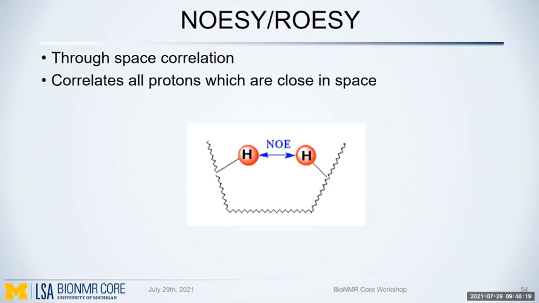And for the COSY and TOCSY experiments, they are called through bond correlations. So all of those correlations you detected, they are actually detected through J coupling.